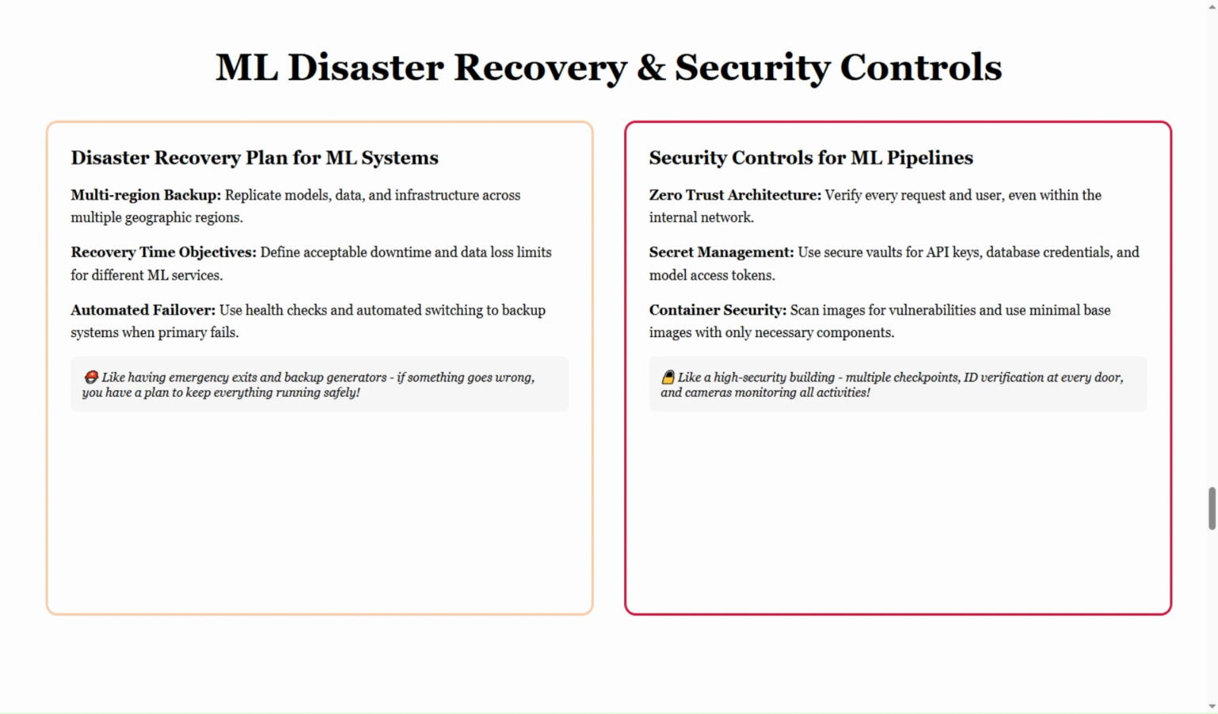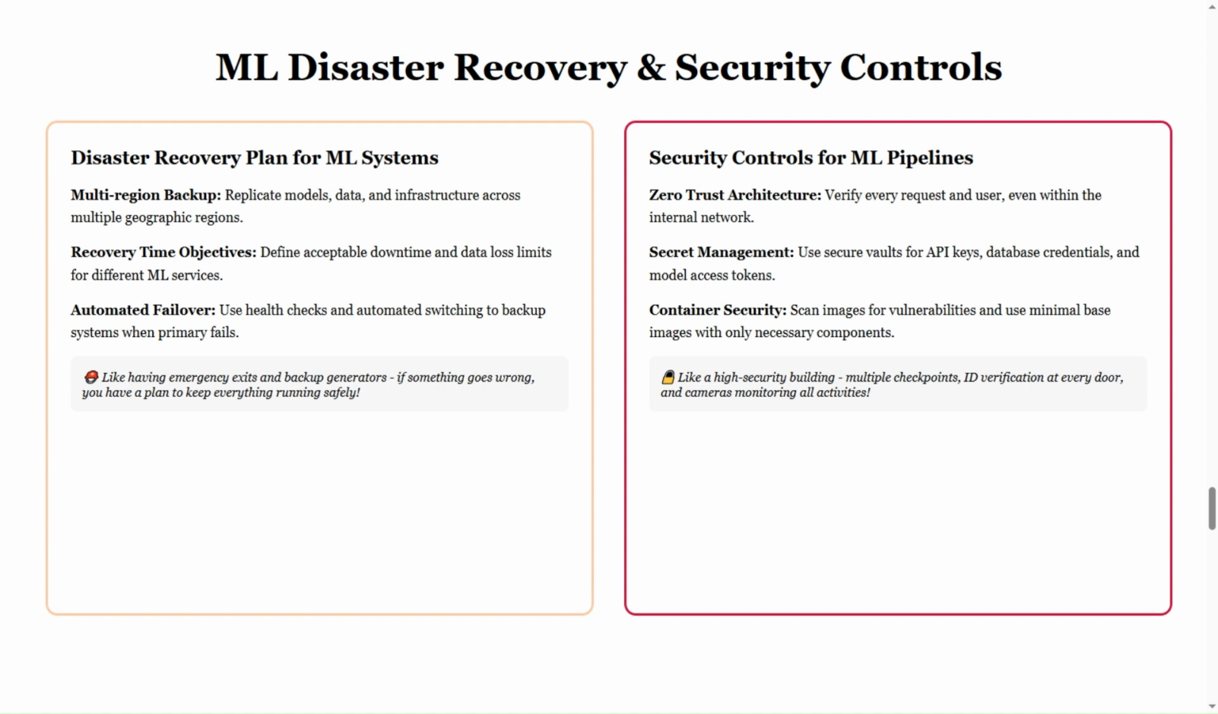Security controls for ML pipelines. Zero trust architecture. Verify every request and user, even within the internal network. Secret management. Use secure vaults for API keys, database credentials, and model access tokens. Container security. Scan images for vulnerabilities and use minimal base images with only necessary components.